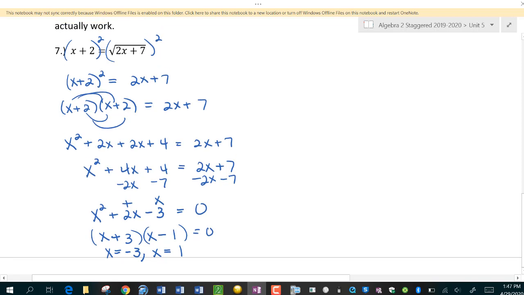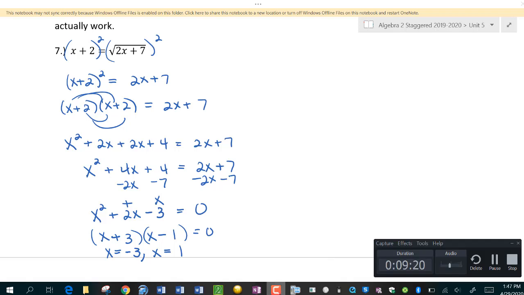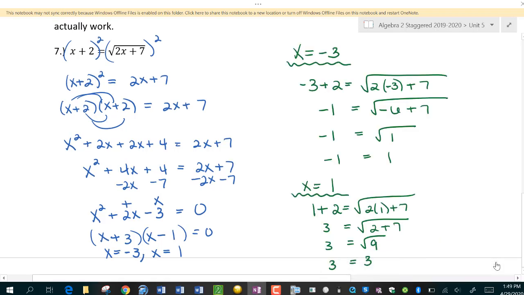Now I can tell you right now, one of these does not work. So I'm going to pause the video for just a moment, check my work, and I'll explain which one does not work. Okay, so over on the right-hand side, I showed my work for both negative 3 and 1. I substituted each solution back into the original problem and then checked my work.